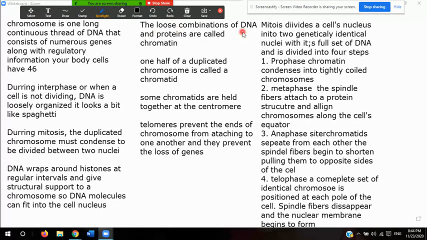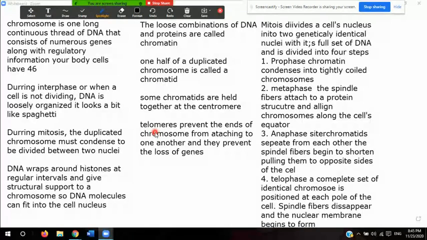The loose combinations of DNA and proteins are called chromatin. One half of a duplicated chromosome is also called a chromatid. It says some chromatids are held together at the centromeres. Okay, so the centromeres are the structures that hold the chromatids together, and the chromatid is basically one half of a duplicated chromosome.